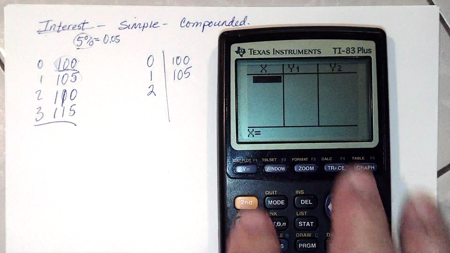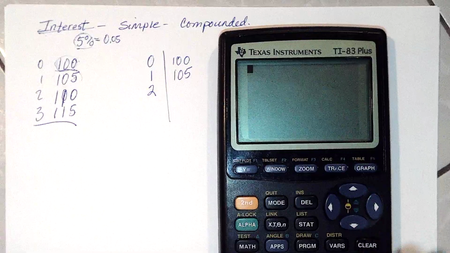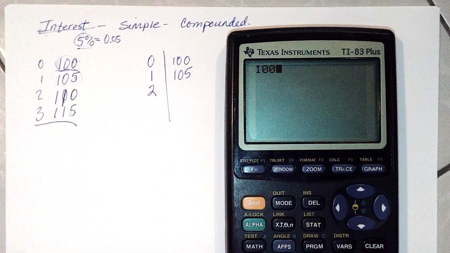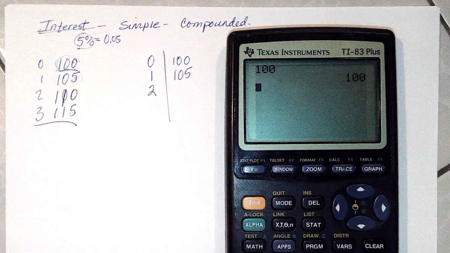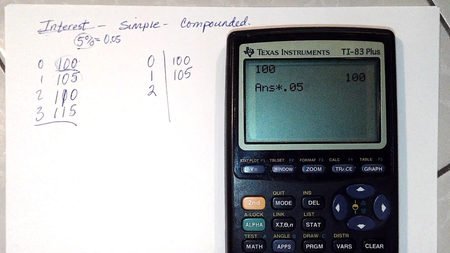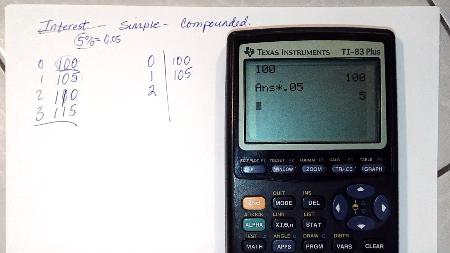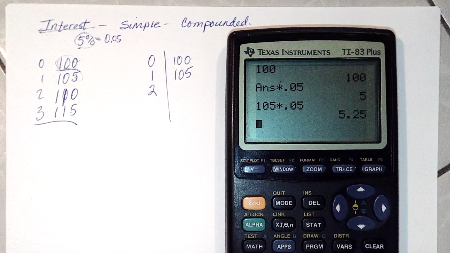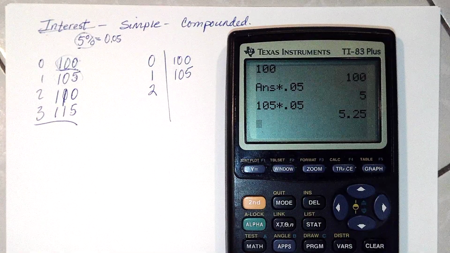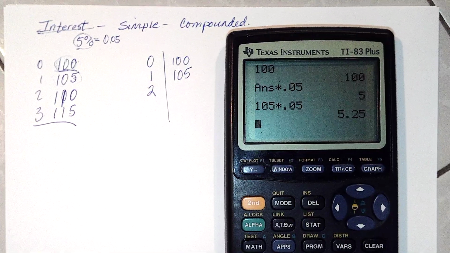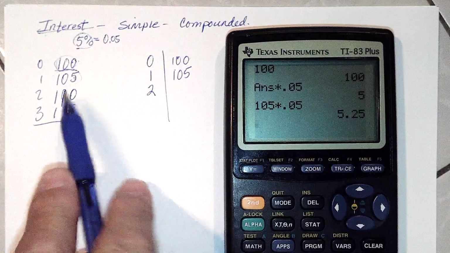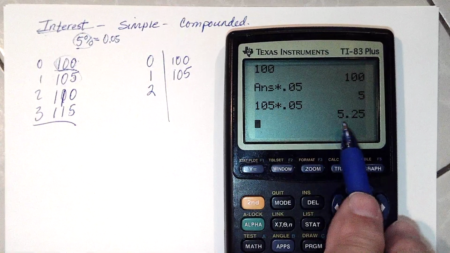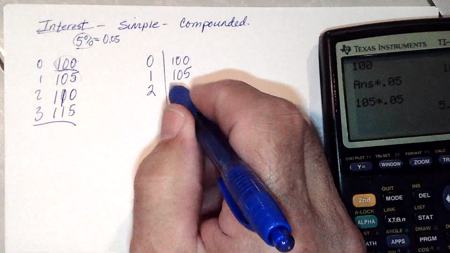So I would originally put $100 in, and then I can go times 0.05, and that's how much interest I get, and I add it to the $100. Now I would take the 105 times 0.05, and I'm going to get $5.25 added. So now I'm going to have not 110 like before, I'll have 110 and 25 cents.